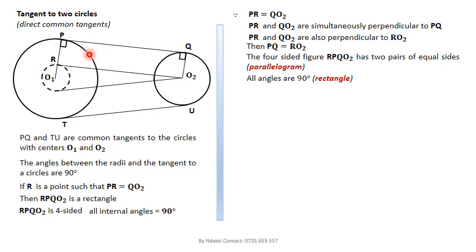But of course you can see that without having to say all of these things, since the angles at P, at R, and at Q are 90, the last angle should also be 90, and that qualifies it to be a parallelogram, and not just a parallelogram, a unique parallelogram, that is a rectangle.